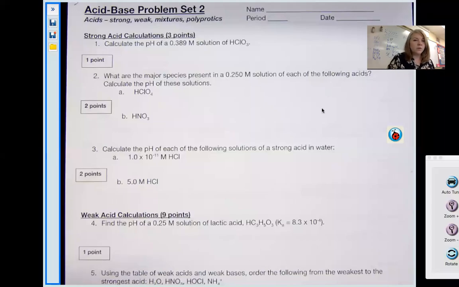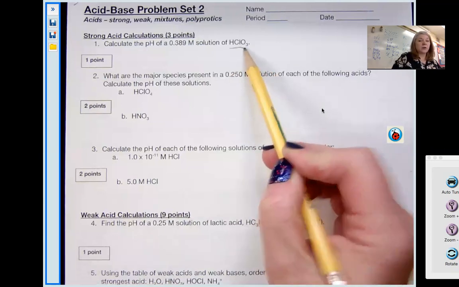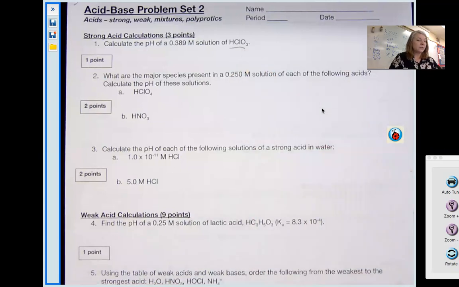I wanted to show you how to do a couple of these problems just in case you missed class Wednesday or Thursday. Now, on this very first problem that you have to work on today's assignment, this one is treating HClO3 as a strong acid. Sometimes you will see this one listed as one of the strong acids.